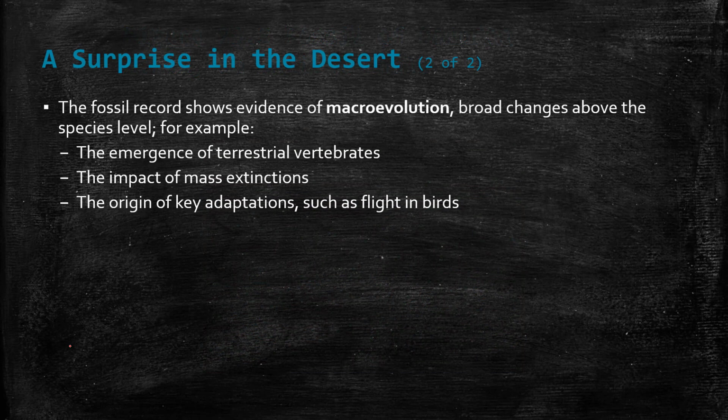We can see in the fossil record evidence of macroevolution, as we've learned before, those big, broad changes above the species level. We can see big things in the history of the Earth, such as the evolution of terrestrial vertebrates, such as reptiles and amphibians and mammals and birds. The impact of mass extinctions on the planet, we can see that in the fossil record, as well as the origin of certain adaptations like flight in birds or the jaw structure of mammals. We can see these things by examining the past.